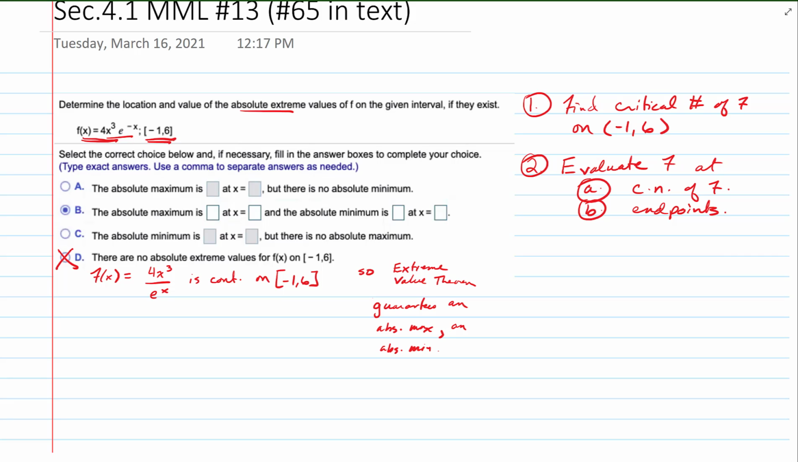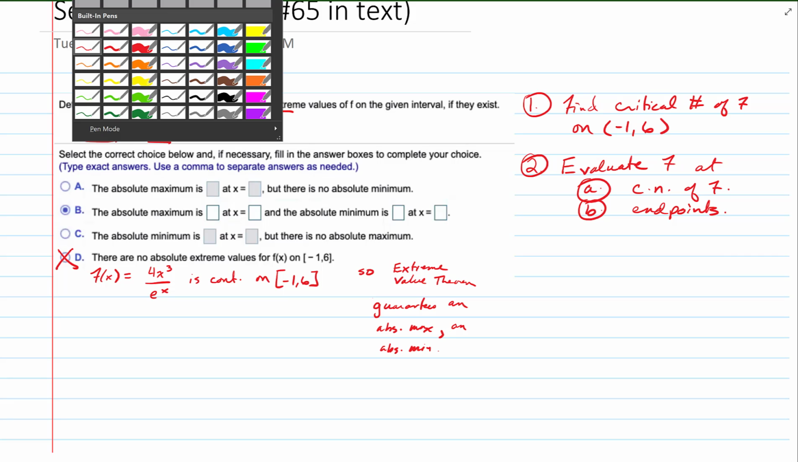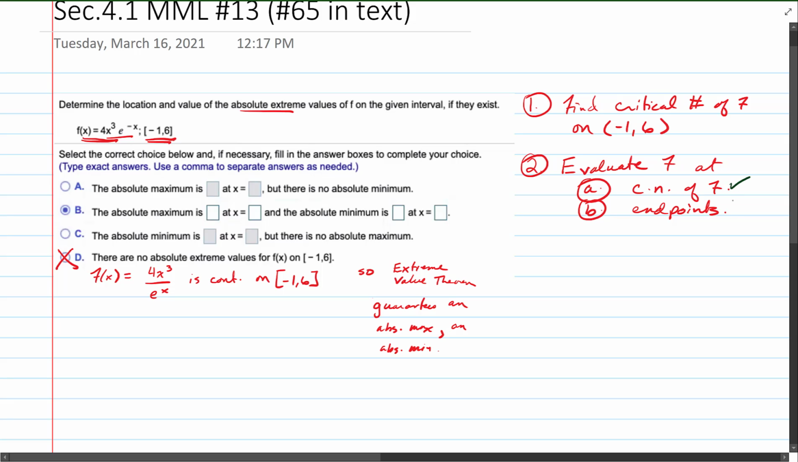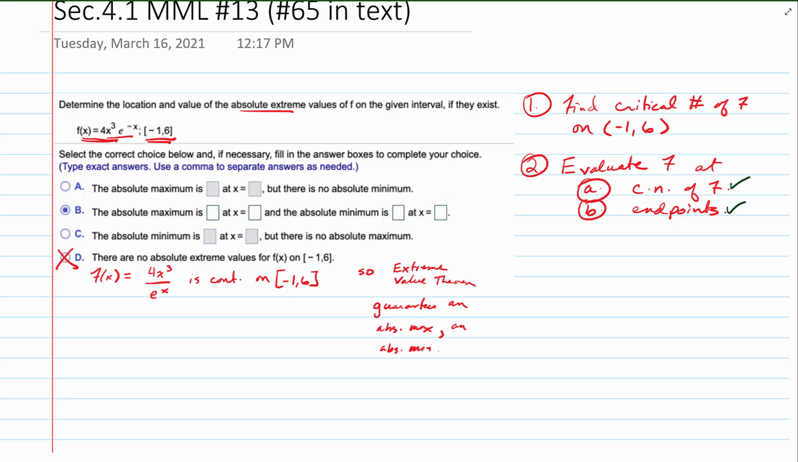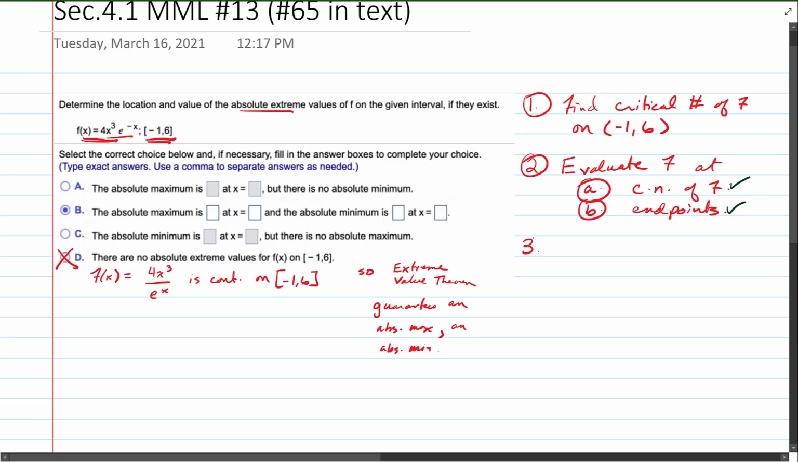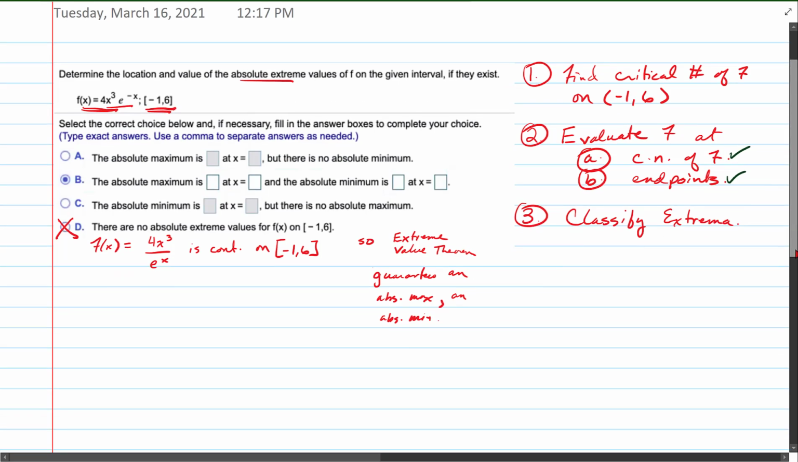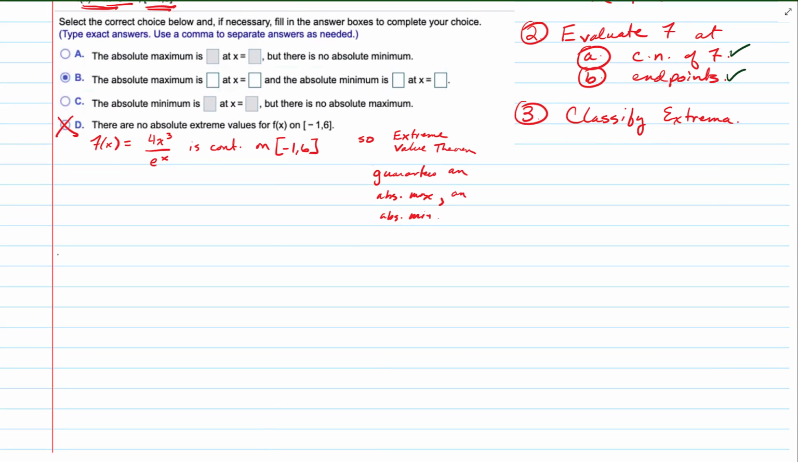The second step is to evaluate the function at the critical numbers and at the endpoints. Folks, I can't emphasize enough how important it is for you to compartmentalize these two tasks. One is the task of evaluating the critical numbers, and the other is the task of evaluating the endpoints. The last thing we're going to do is just classify the extrema. So let's jump into it.